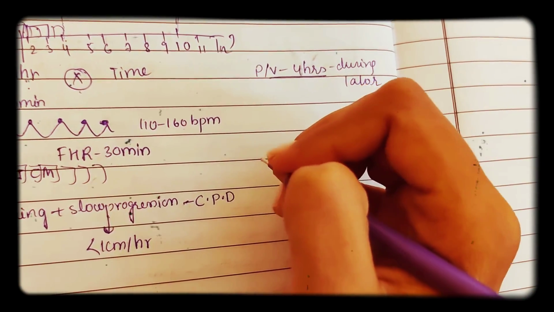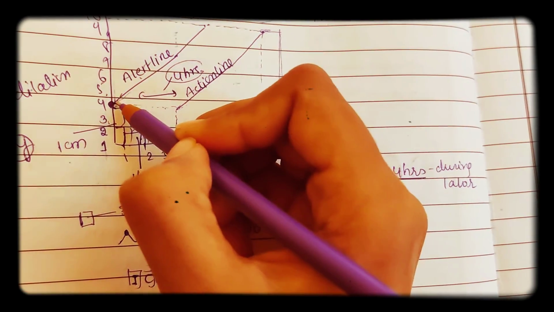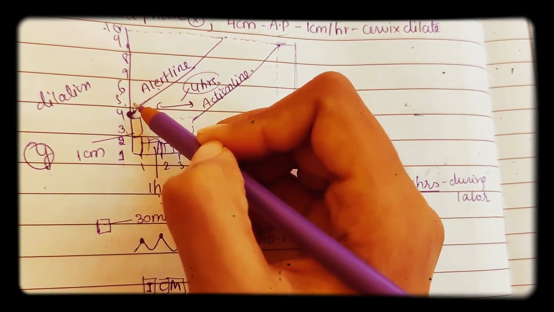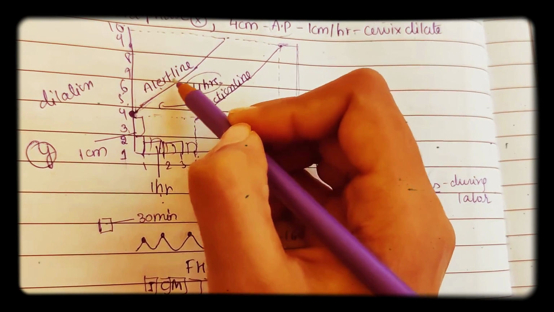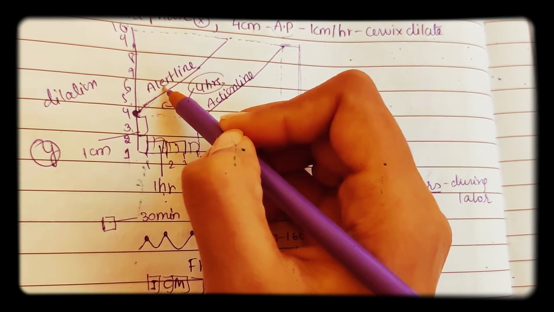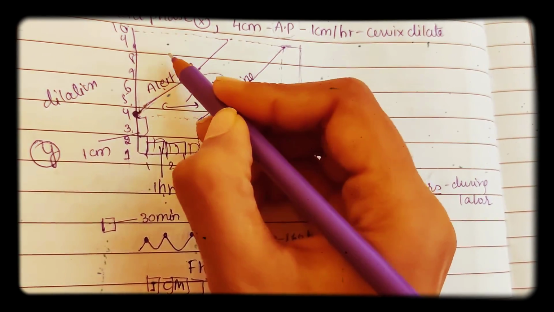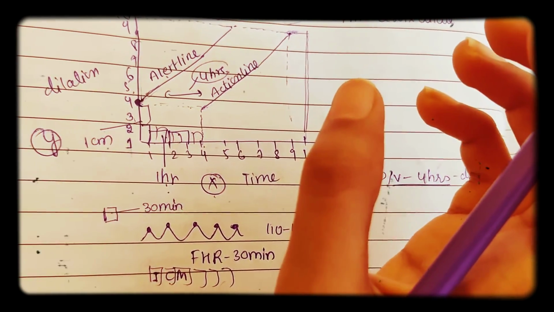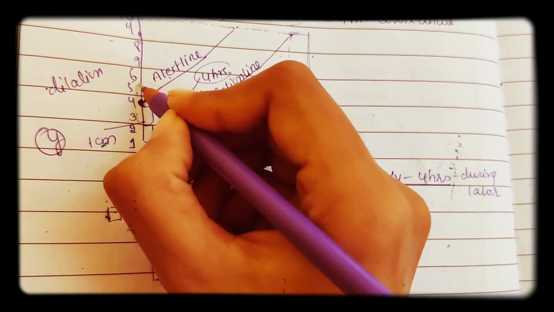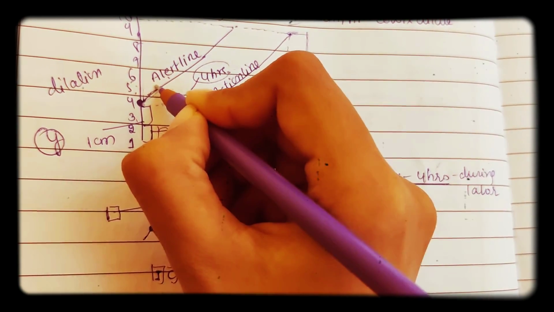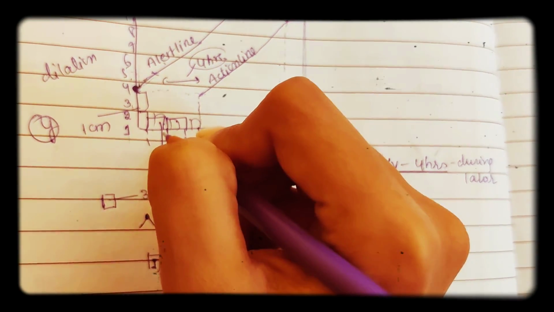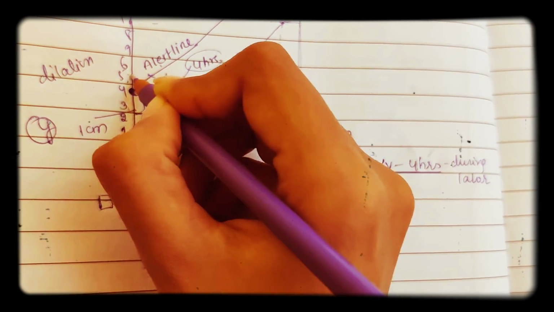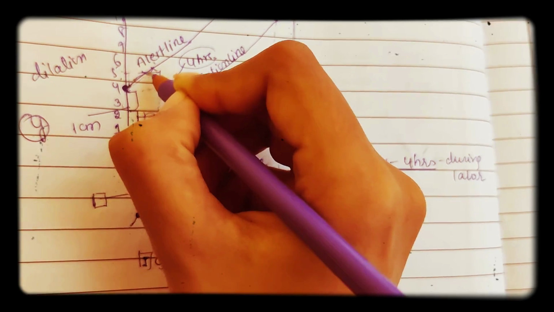Next, coming to first plotting. The first plotting should always be done on the alert line. If the progress of the patient lies over the alert line or towards the left of the alert line, then it is normal. For example, you have a patient whose uterine contractions are 5 at 2 o'clock, then you draw a line and mark at 5, and you get your plotting here.